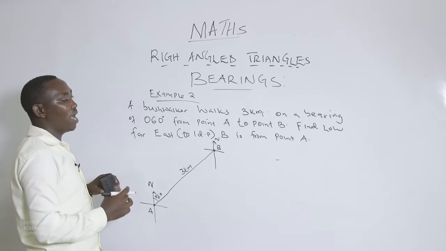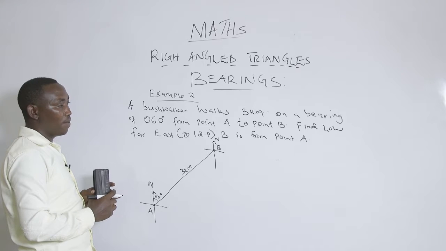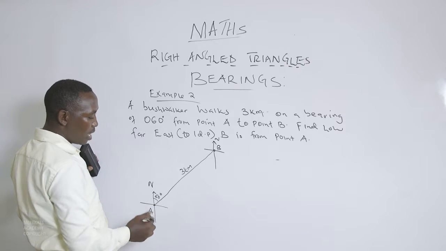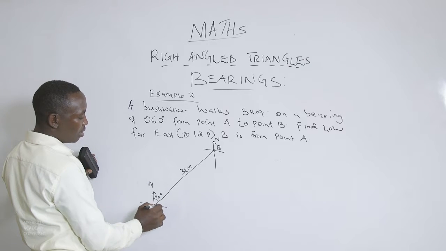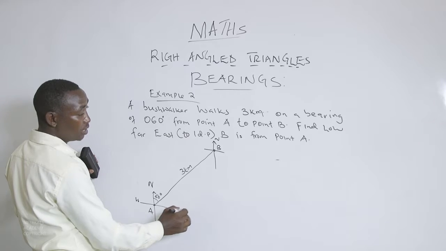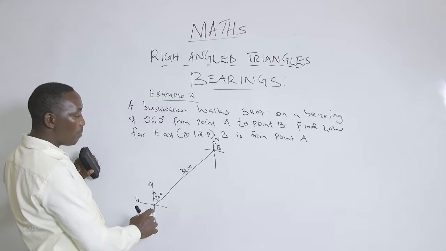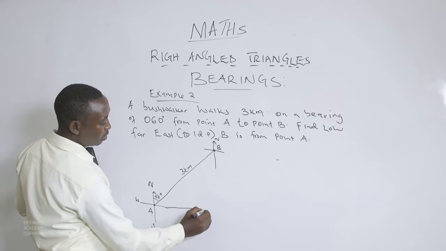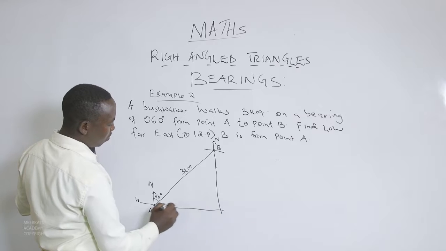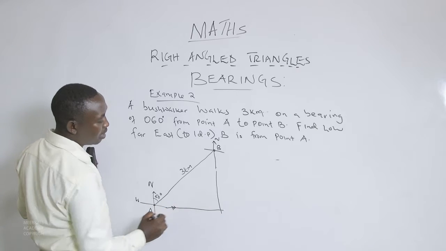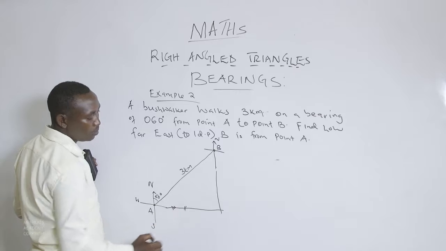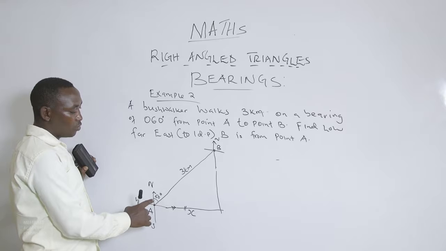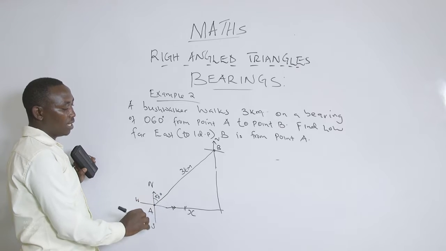Again, this shall be our northern side. We have been asked to find how far east. Given that this is the north, this is the west, this is south, and this is east, we want to find how far east B is from A. So we are looking for this particular distance. Let us call it X. We have been told that the angle made here is 60 degrees.